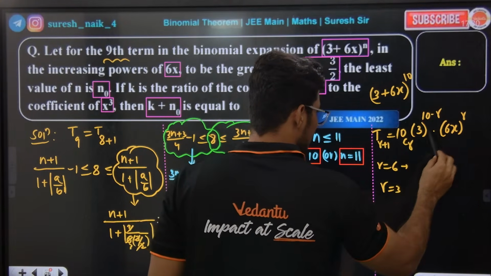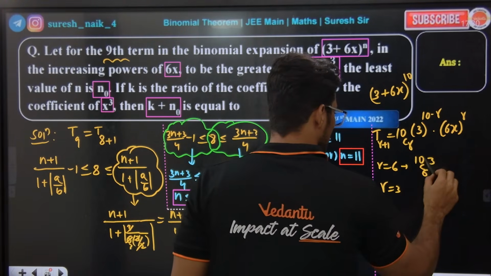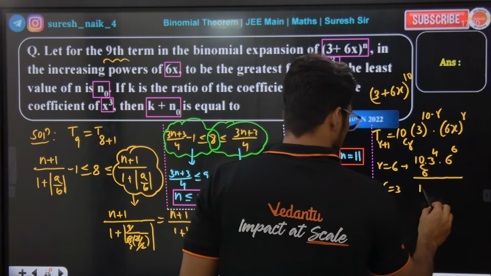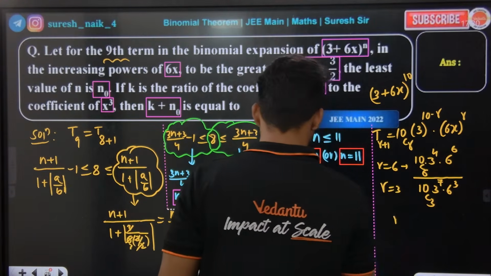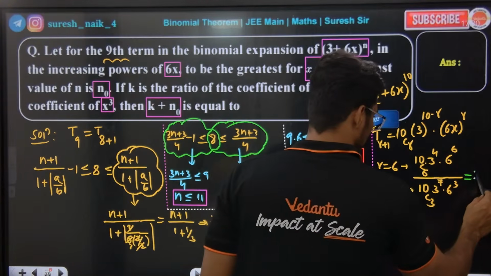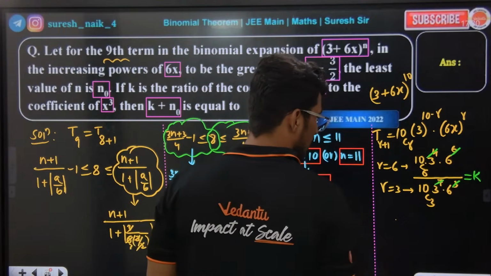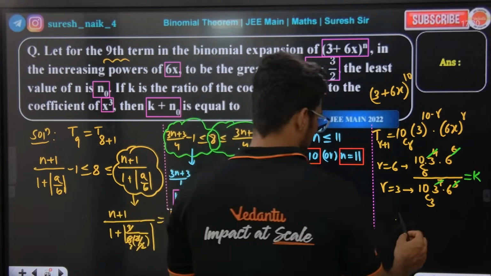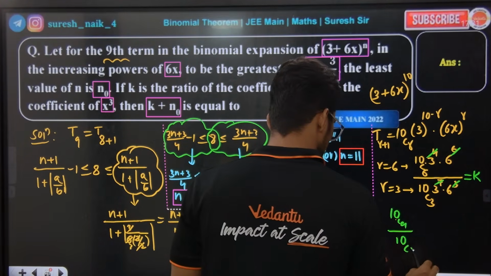Okay va? So r value 6 எடுத்தா என்ன வரும்? 10C6 times 3 to the power of 4 times 6 to the power of 6, divided by 10C3 times 3 to the power of 7 times 6 to the power of 3. Are you clear? So your ratio is what? Basically nammaloda k value. இப்போ நல்லா பாரு, 4 cancel ஆயிரும், 3 times cancel ஆயிரும். So 10C6, which is 10C4, by 10C3. Okay va?